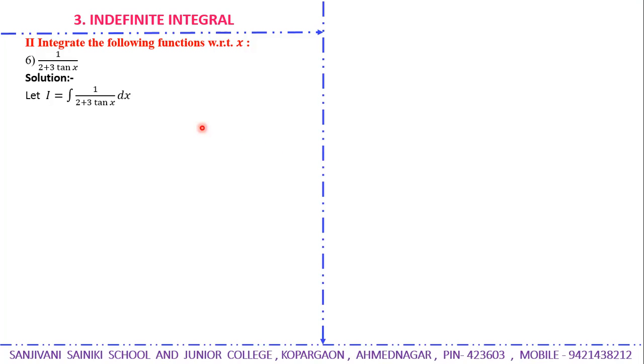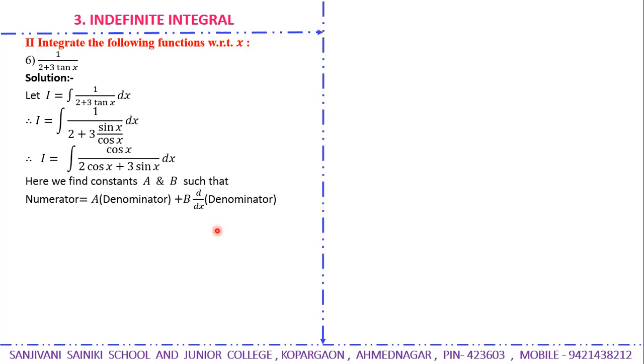Now this tan x can be written as sin x upon cos x. And after simplifying, you will get cos x upon (2 cos x plus 3 sin x). Now here it is in the form of (a sin x plus b cos x) upon (c sin x plus d cos x). So again here we will express the numerator as A times denominator plus B times derivative of the denominator.